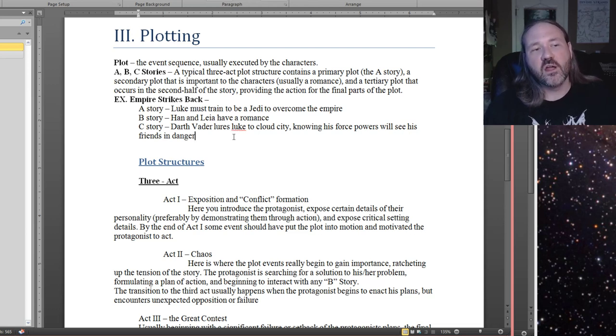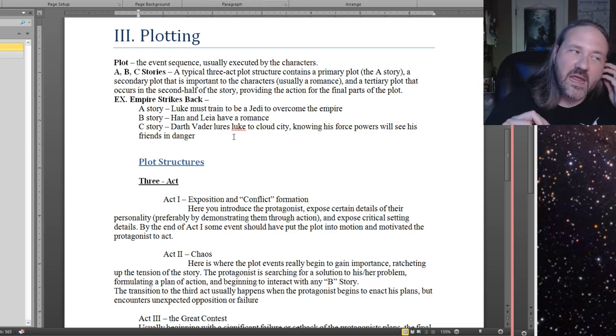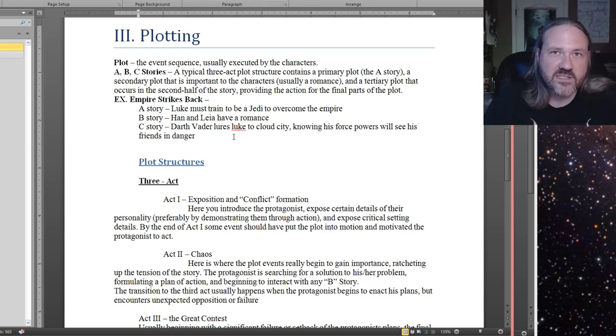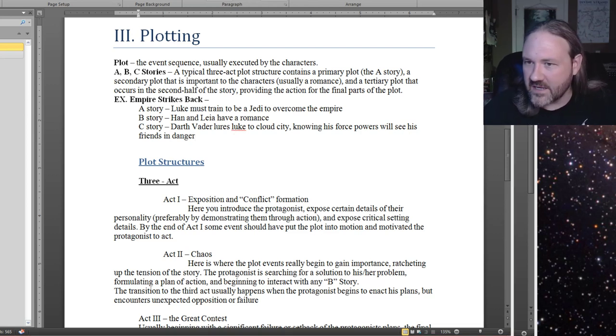Now, if you're defining protagonist as the person actually acting, Darth Vader is actually the protagonist. So in Empire Strikes Back, the actual protagonist is Darth Vader, and everybody else is reacting to him because it's his plans that are being set in motion. Anyway, let's take a look at any more chat for this.